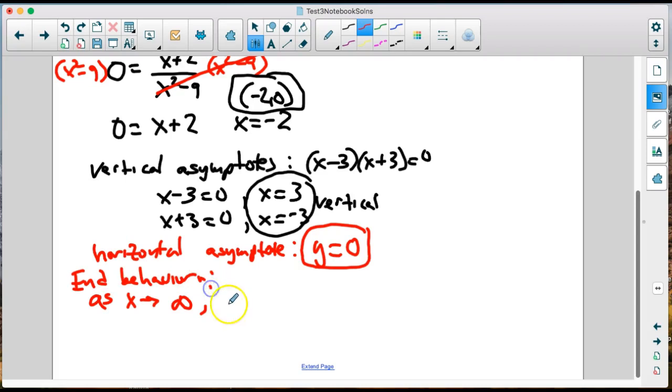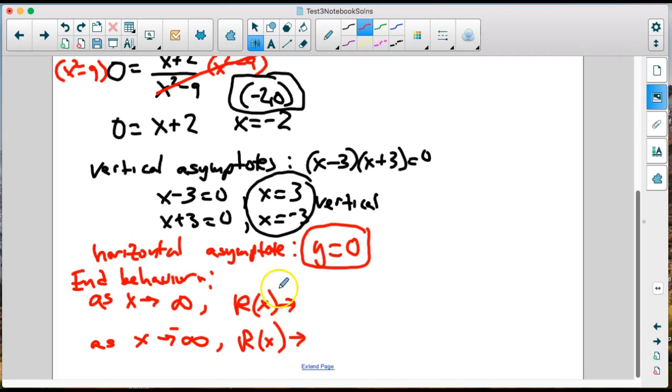What happens to the function as x gets larger, and as x gets smaller, toward negative infinity? What happens to R of x also? We want to know where it goes. R of x goes somewhere. How high does it go on the graph?